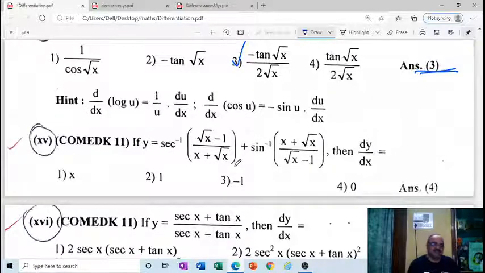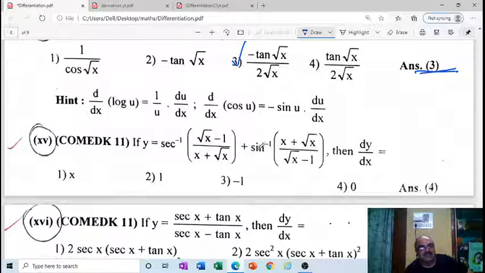One more, you see this, friends. So important. We have already solved this, but still I want you to guess it out and tell me. The answer must be 0 here. How it is 0, you have to tell me. y equals secant inverse of root x minus 1 by x plus root x plus sine inverse of x plus root x by root x minus 1. This is secant inverse and this is sine inverse.